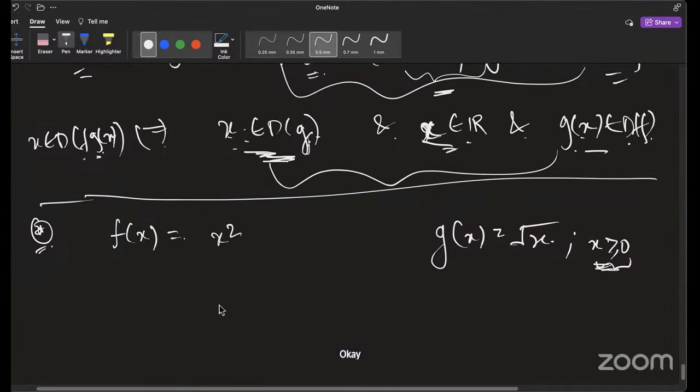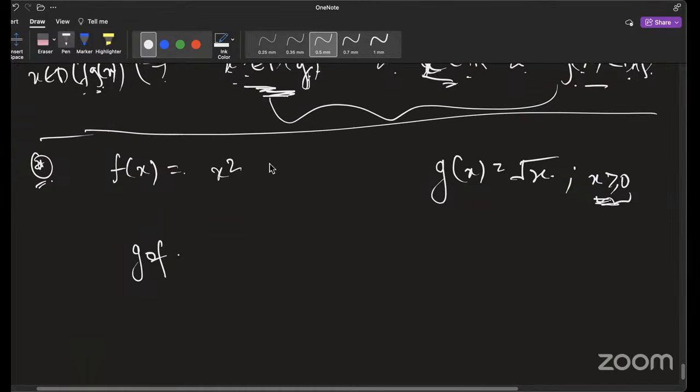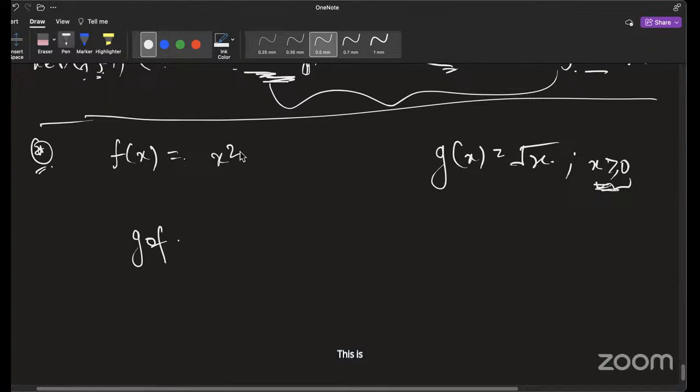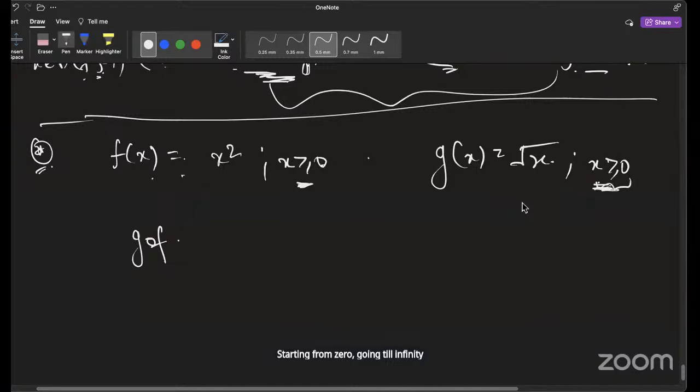Yes, ma'am. Okay, so if you do GOF here, let's take, okay, we'll do that case later. Let's just do this first because it will be easier to understand. Because this was x greater than 0, we have also put a condition on the domain of this function. So the domain of this function is starting from 0 going till infinity. The domain of this function is also the same, starting from 0 and going till infinity.